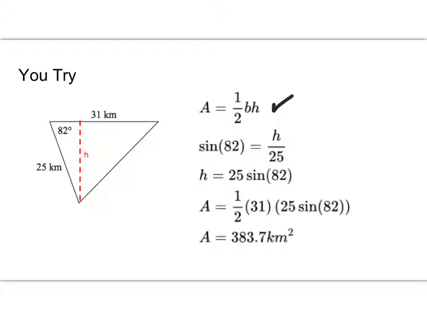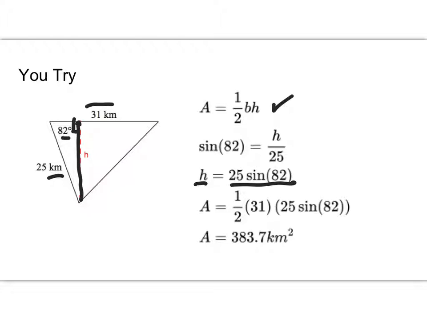Area is 1/2 base times height. I have side, angle, side. So if I made 31 my base, I would drop down my altitude and make my right triangle, and then I could calculate the height. The height is the sine ratio for the angle 82 degrees of the height over 25. Height is going to then equal 25 times the sine of 82.